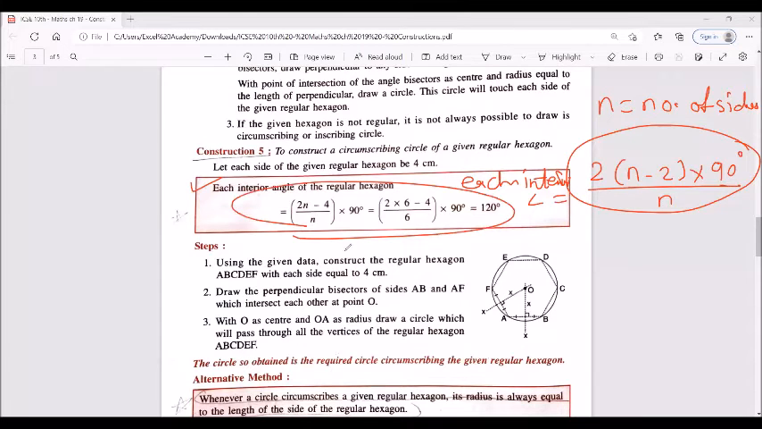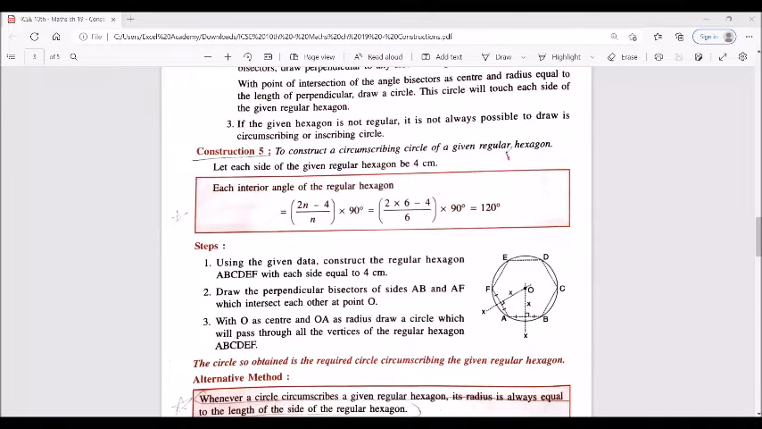It is the same formula, nothing different in this. So if you put n is equal to 6 in our case, because we have a regular hexagon, then you will find that each internal angle is 120 degrees.